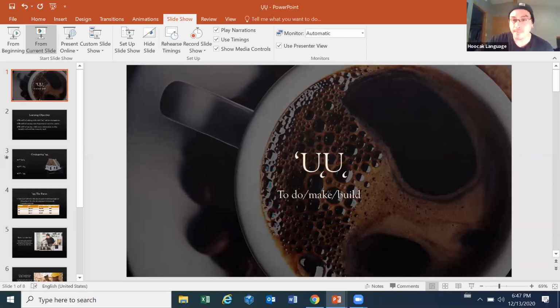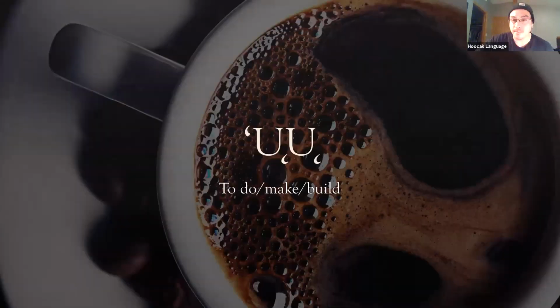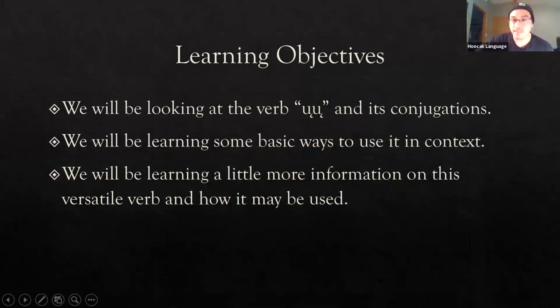Learning objectives, particularly for this module: we will be looking at the verb and its conjugations. We will be learning some basic ways to use it, and we will be learning a little more information on this versatile verb and how it may be used.